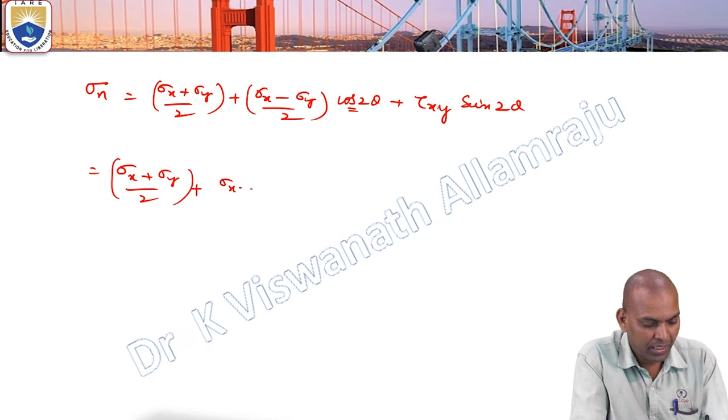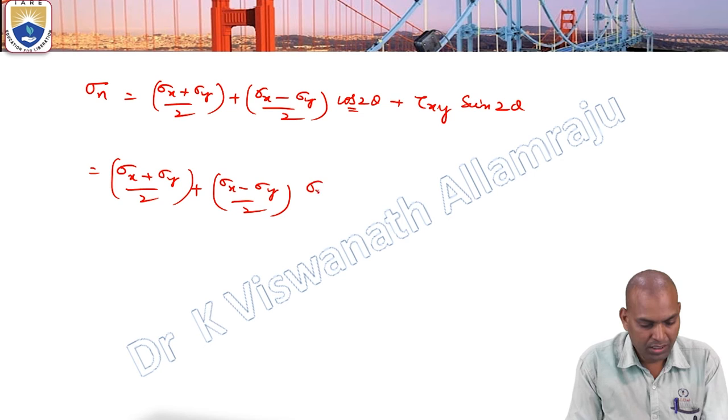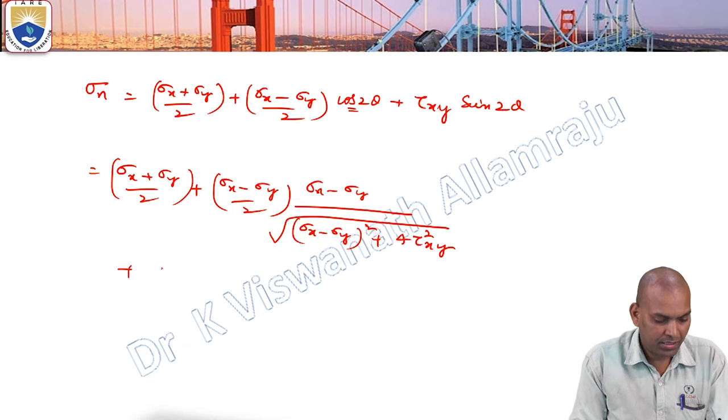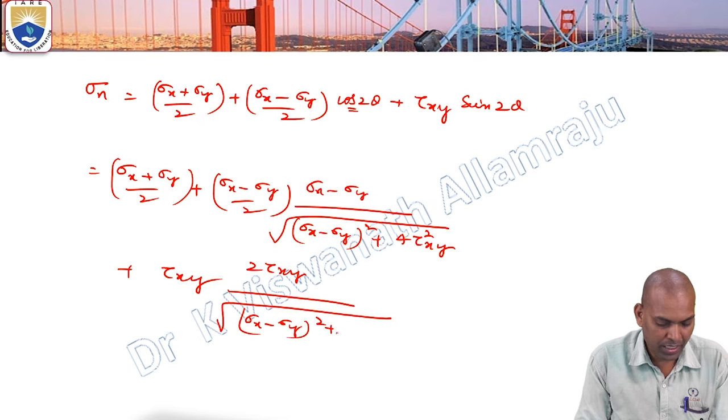(Sigma x minus sigma y) by 2. What is the cos 2 theta term? The cos 2 theta, (sigma x minus sigma y) by the square root term, we substitute here. That is (sigma x minus sigma y) by the square root of (sigma x minus sigma y) whole square plus 4 times tau square xy, plus tau xy times the sine 2 theta term. That is 2 tau xy by the square root of (sigma x minus sigma y) whole square plus 4 times tau square xy.